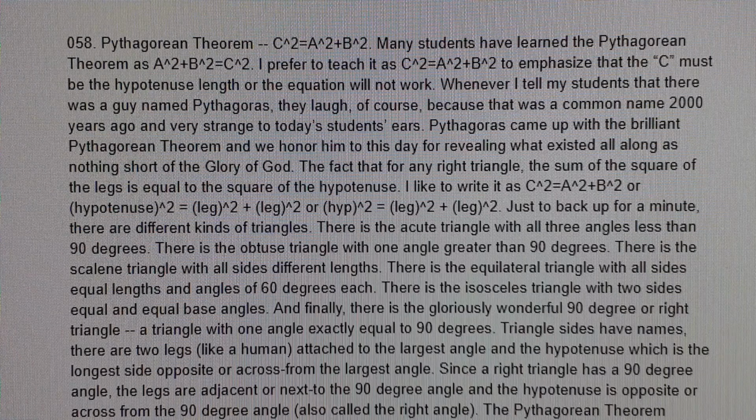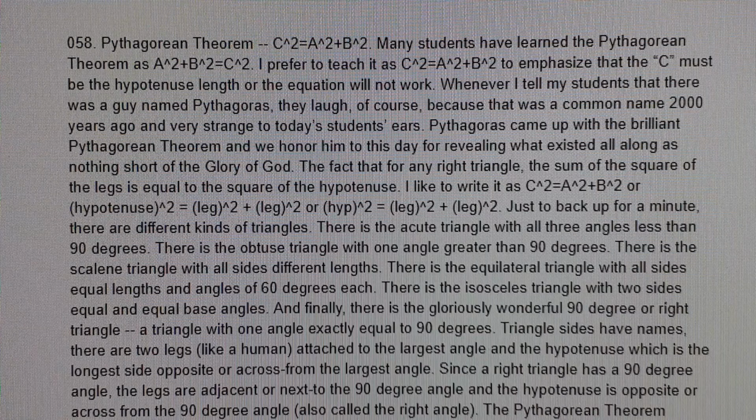Since a right triangle has a 90-degree angle, the legs are adjacent or next to the 90-degree angle, and the hypotenuse is opposite or across from the 90-degree angle (also called the right angle). The Pythagorean theorem illuminates that for a 90-degree triangle, the sum of the legs squared always equals the hypotenuse squared. Once again, mathematics proves that we are living in anything but a random universe.